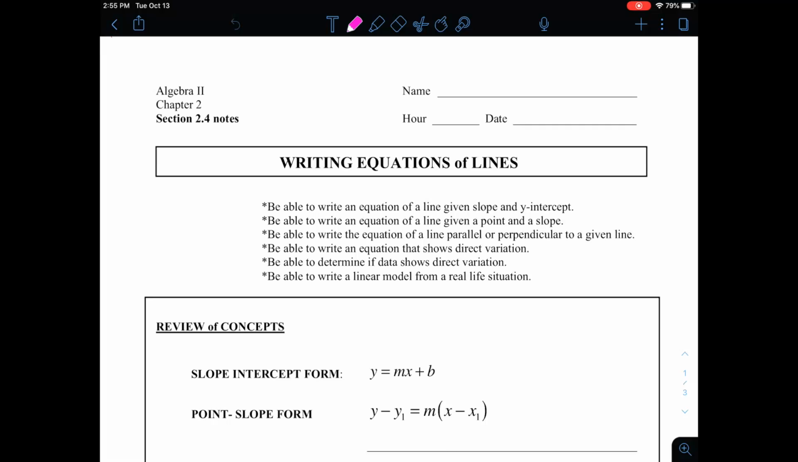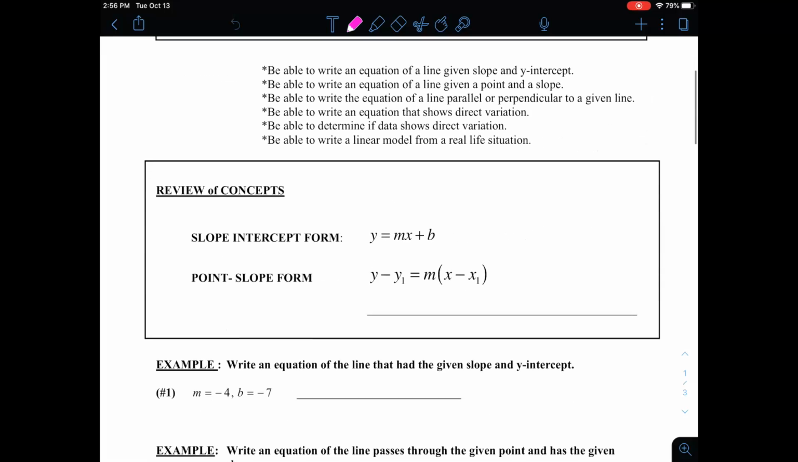Our essential questions are: be able to write an equation of a line given slope and y-intercept, be able to write an equation of a line given a point and a slope, be able to write the equation of a line parallel or perpendicular to a given line, be able to write an equation that shows direct variation, be able to determine if data shows direct variation, be able to write a linear model from a real-life situation.